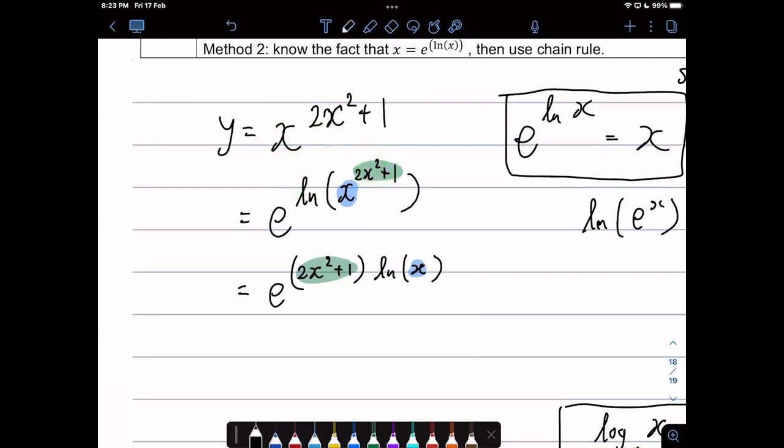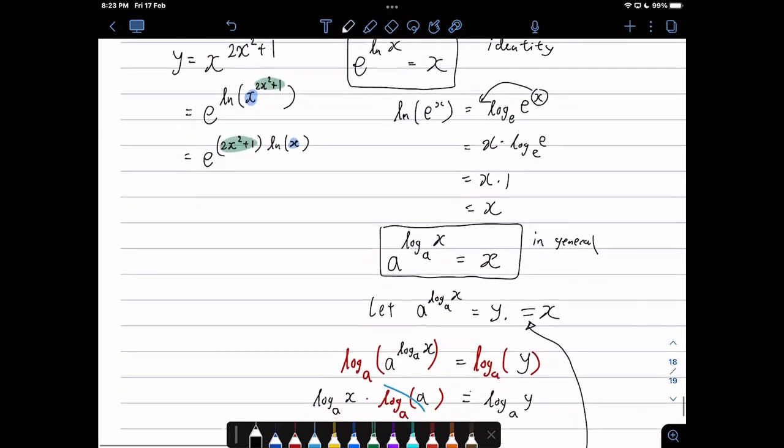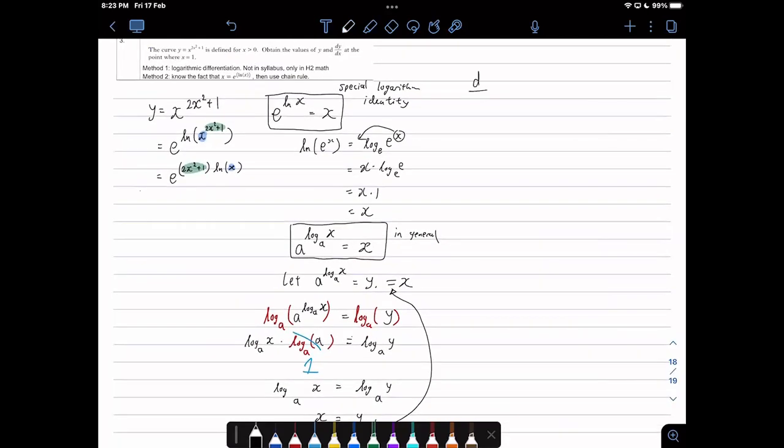All right, very good. Now that you have this, I feel I can do it. Yes, please carry on. Wait, I have a question. They ask to obtain the values of y and dy/dx at the point where x equals 1. Then isn't it just substituting x equals 1 to find y? Yes, correct. Then it's just 1. That's the easy part.